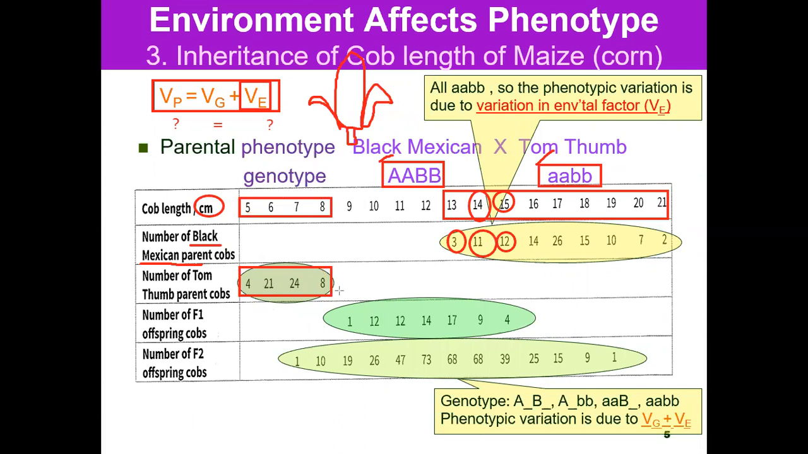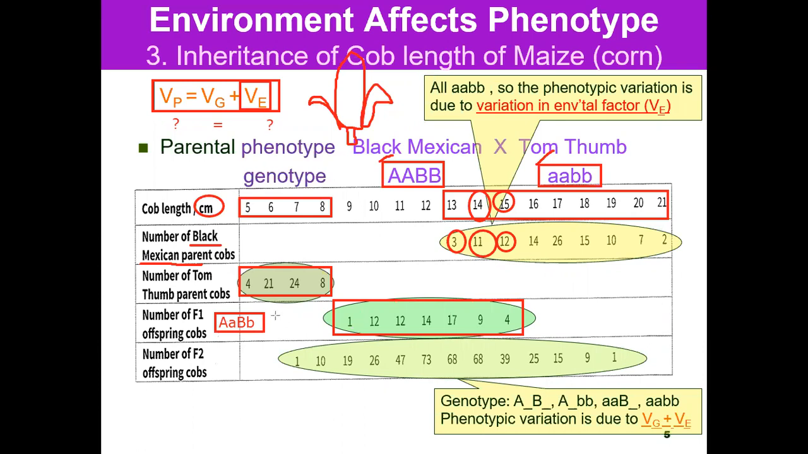And then when the two parents cross, we expect all the offspring to be heterozygous, right? That means the offspring must be AaBb. You can write this into your notes. So if all offspring have the same genotype, again, we expect all the phenotype must be exactly the same, right? But now we see, again, there's a range of phenotypes for cob length. So this range means variation in the phenotype is due to variation in environmental factors, because the genotype is the same.